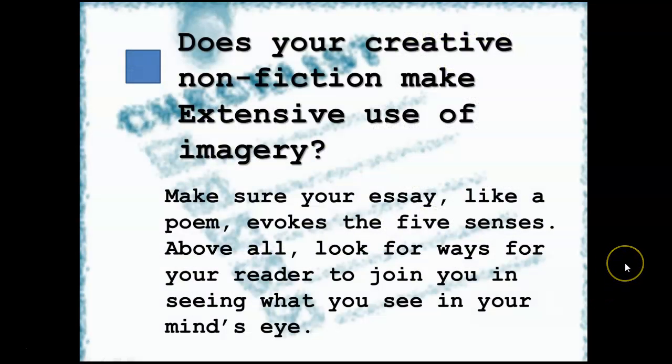Okay, so let's get to our checklist. Does your creative nonfiction make extensive use of imagery? Make sure your essay, like a poem, evokes the five senses. Above all, look for ways for your reader to join you in seeing what's in your mind's eye.